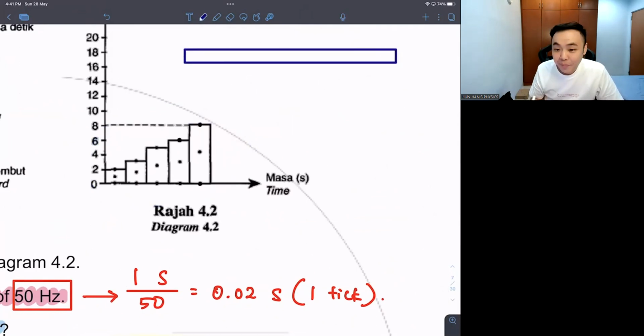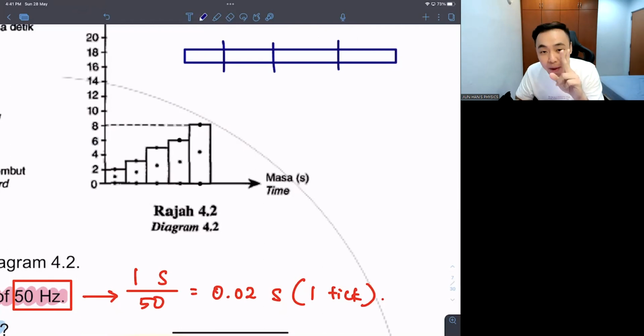A very long tape, and then you cut them into pieces like that. Then the question comes, how to cut? Very simple. Every time they cut, they will cut right on top of dots. So that's why you get dots, you get dots, you get dots here, because when they cut, they cut exactly on the dots.